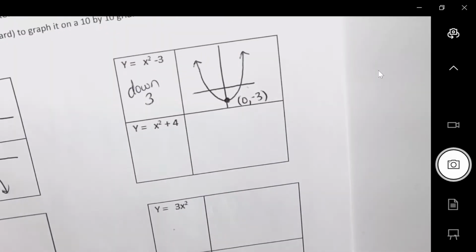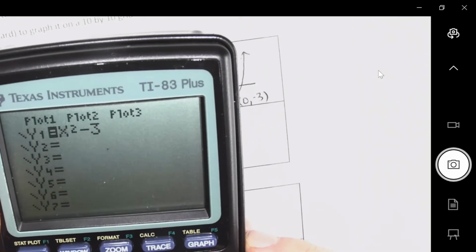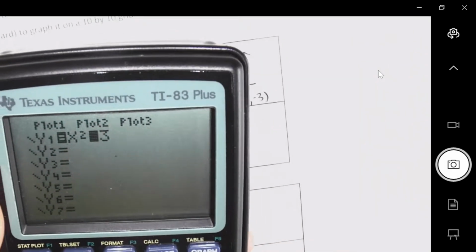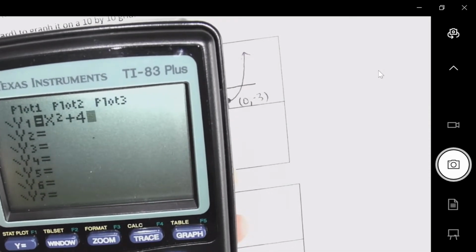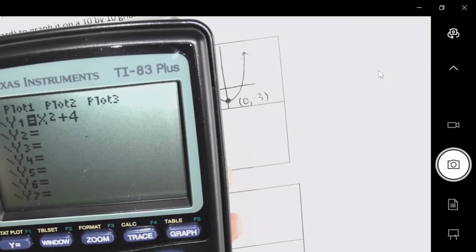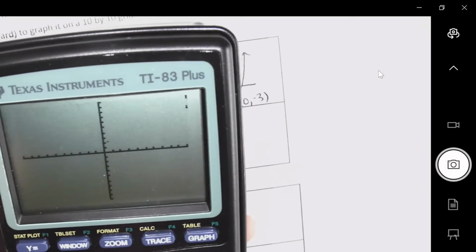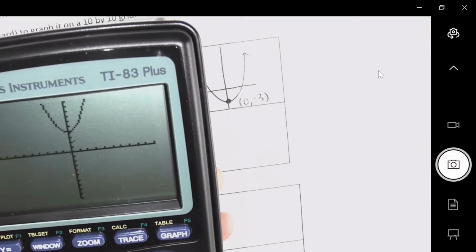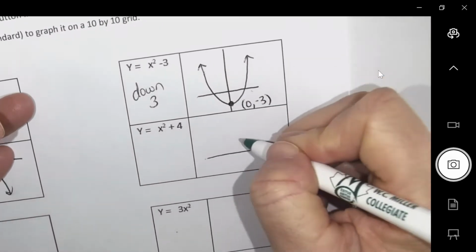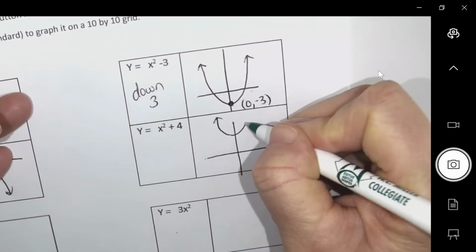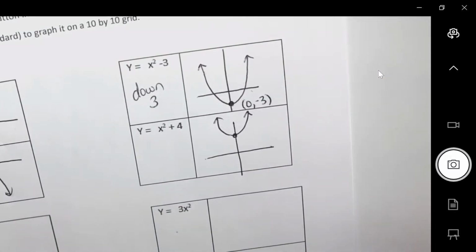Okay. Let's type this one. So back to our y equals. I'm going to change that to a +4. X squared is already in there. I left it, and then +4. Graph. There's my parabola. So this is what I'm seeing. So that's what I'm looking at.